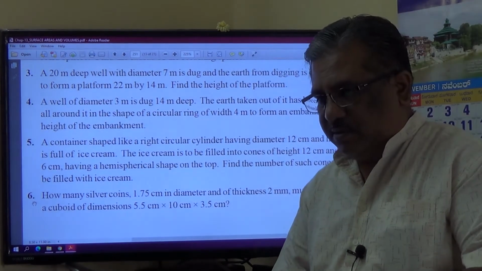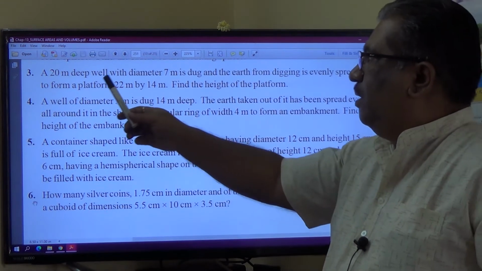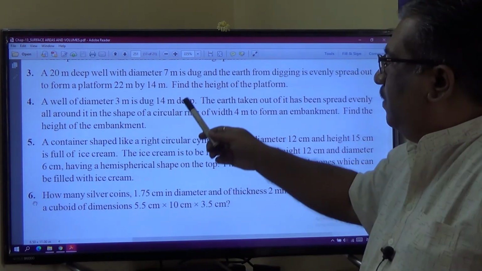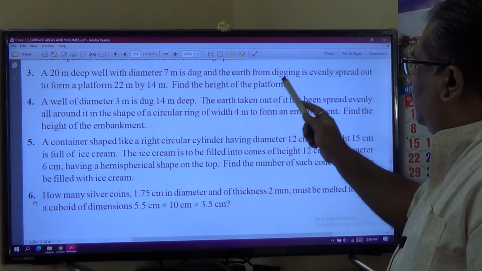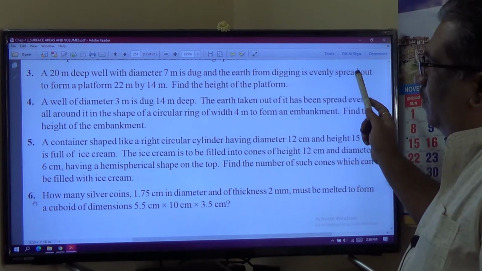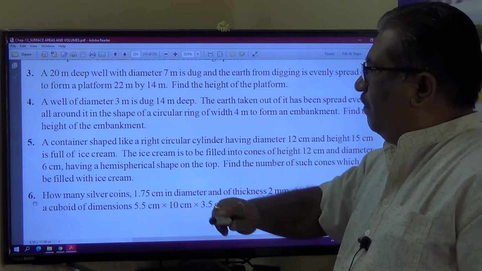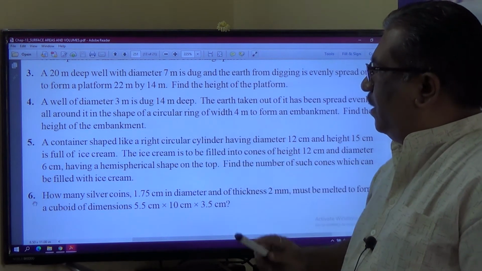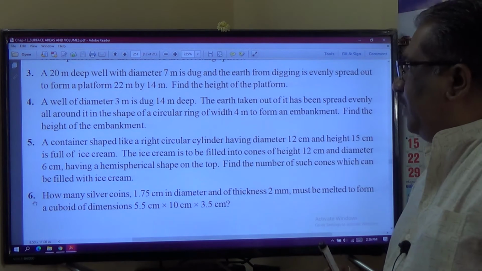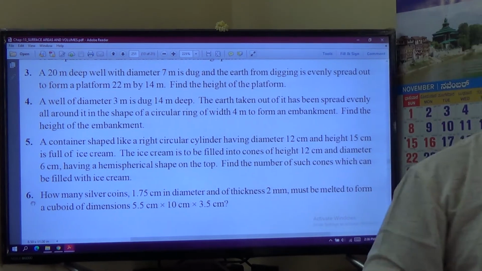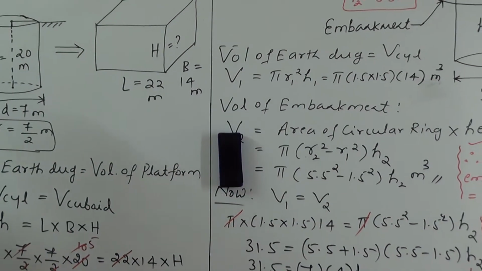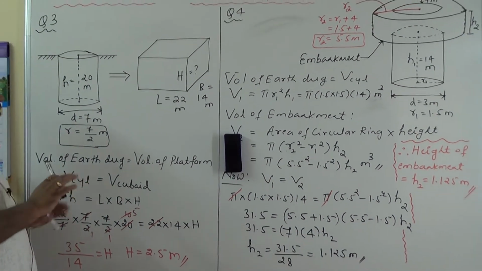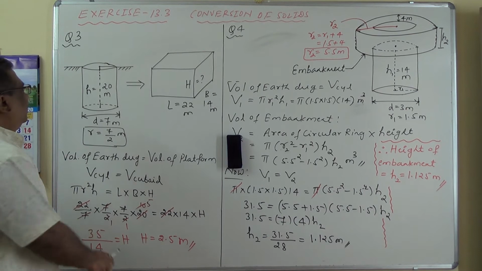Question number 3. A 20-meter deep well with the diameter 7 meter is dug, and the earth from the digging is evenly spread out to form a platform 22 meter by 14 meter. Find the height of the platform. Let us solve this. Here, what is equated volume wise? Just have a look at this.